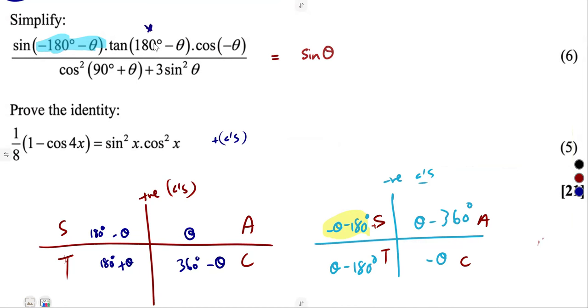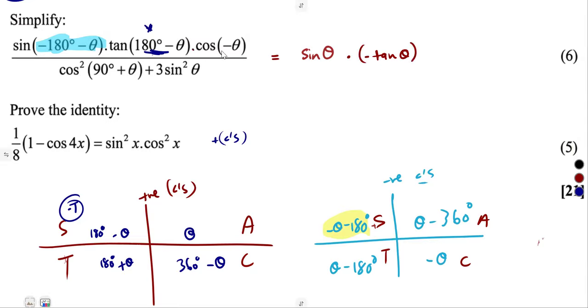The tan of 180 degrees minus theta: 180 minus theta is found on the positive angles, 180 degrees minus theta in the second quadrant. And that's the quadrant of a sine, not a tan. So tan in this quadrant is negative. So that's a negative there. So we are going to have negative tan of theta.